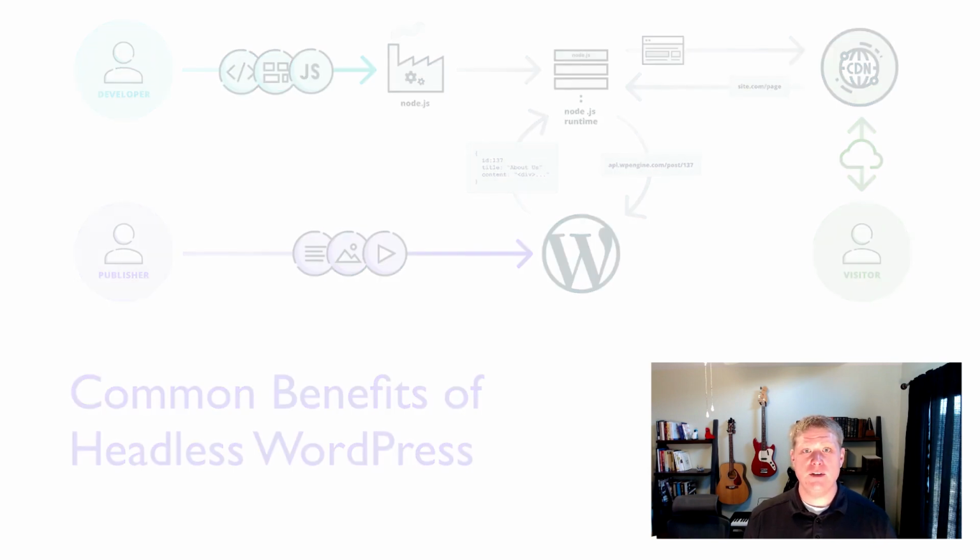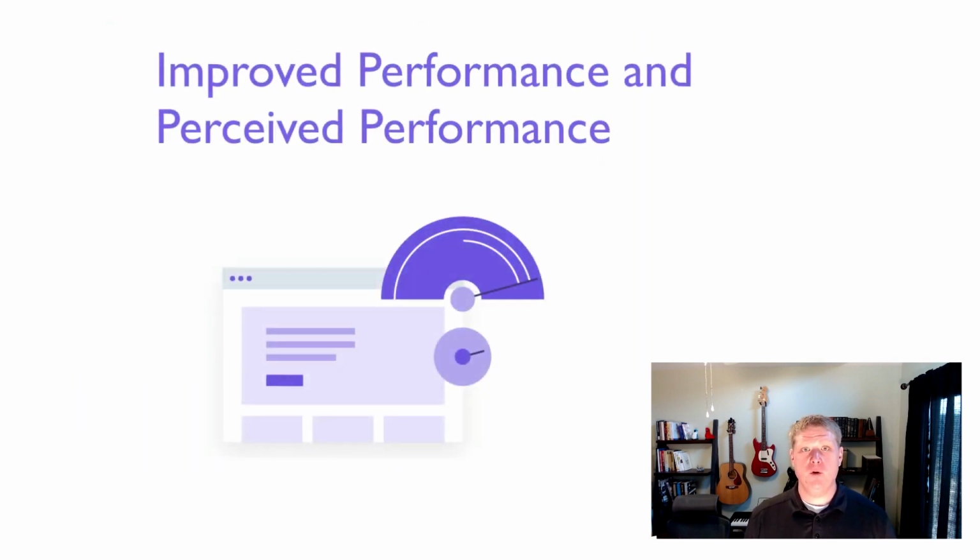One of the first things we'll dive into is the idea of improved performance or perceived performance. Whenever developers consider making the switch from traditional WordPress to Headless WordPress, the idea of improved performance and perceived performance are commonly cited benefits. Now, there are several methods that we can deploy using Headless WordPress to achieve either improved performance or perceived performance benefits for our users. The first of which we'll discuss is code splitting.